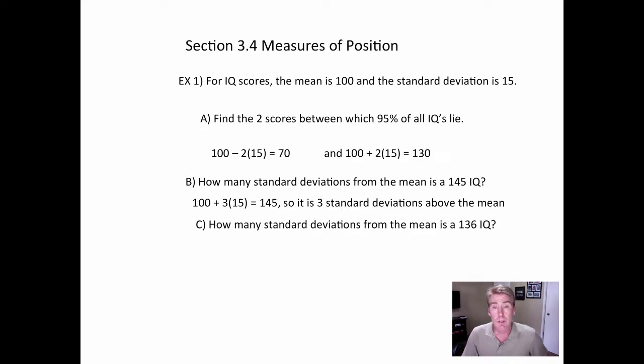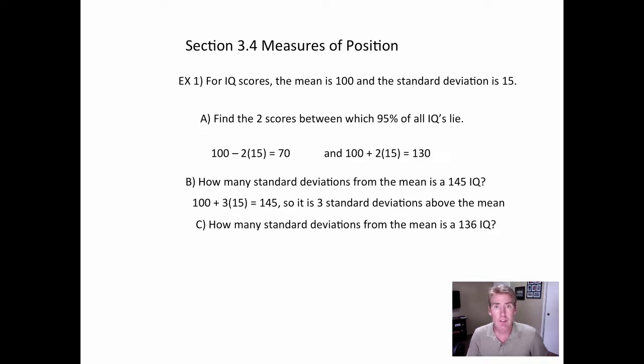Now what about 136? Well, it was 2 standard deviations away when we saw the number 130. It's 3 standard deviations for 145. So 136 has to be between these two, 130 and 145. So it has to be between 2 and 3 standard deviations. And in fact, 136 is a little closer to 130, so my guess is 2.2 or 2.3 standard deviations away.